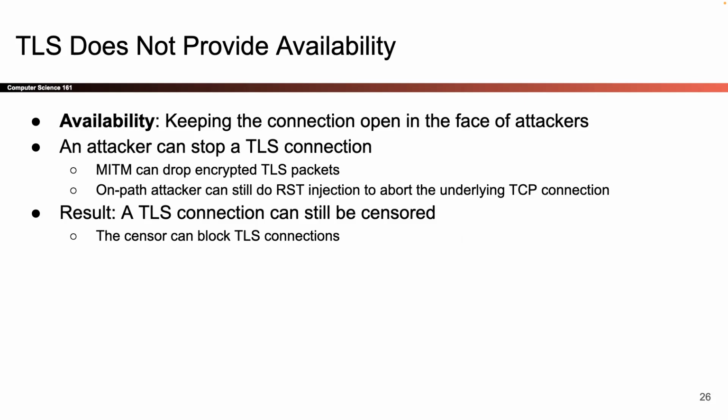And this is not guaranteed with TLS. So why is that true? The easiest example is a man in the middle can just take every single packet that comes over, and it's encrypted, it's got a MAC. How can the attacker tamper with it? Well, they can't, but they could delete it.